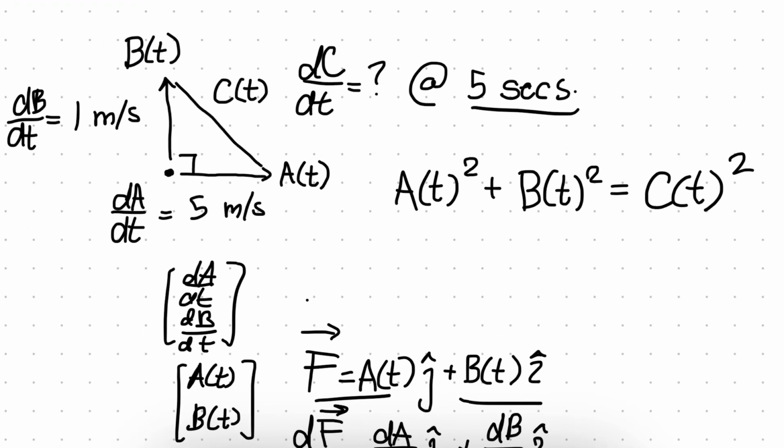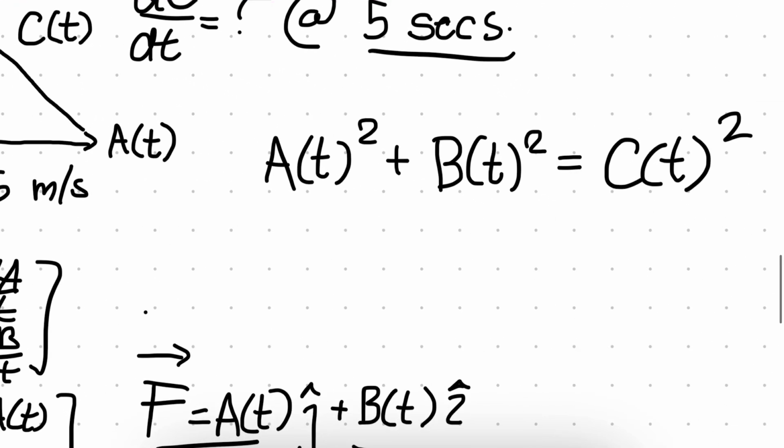Well, in the end, yes, dC dt will be a constant. It's going to be some scalar value, which tells us the speed, right? But right now, it changes, so we're treating it as a function.